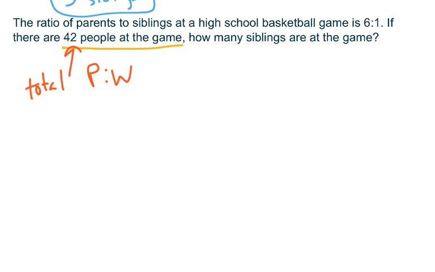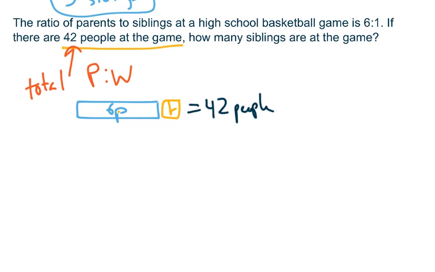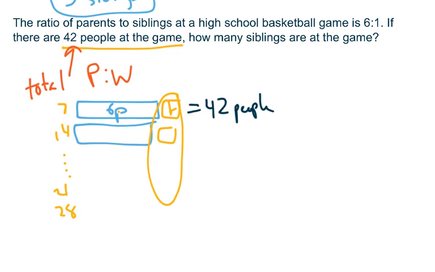So what I can do here is use tape diagrams if I wanted to. I have 6 parents for every 1 sibling. And then let me put P right there, and this is equal to 42 people total. Now, if I wanted to, I could copy and paste this a couple of times and keep a running tally of how many people I have. So here I have 7, here I'd have 14, and I could keep going, 21, 28, and so forth, and I could count everything up like that if I wanted to.